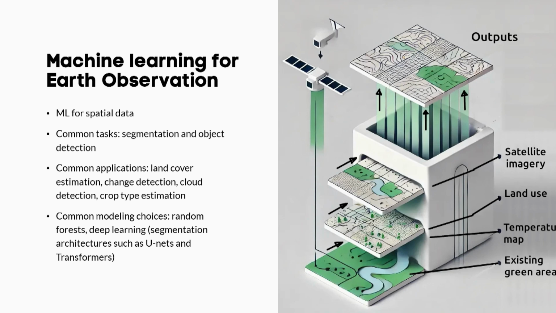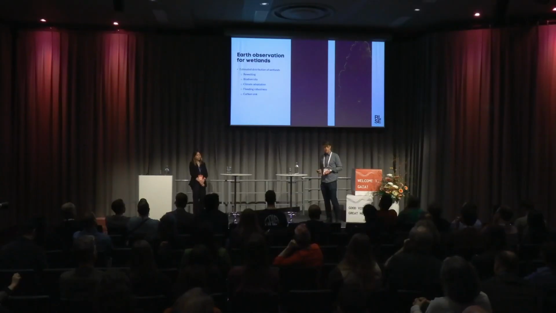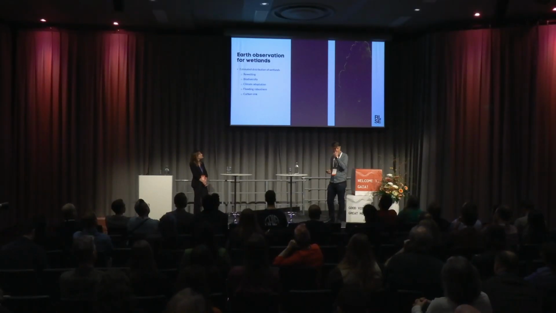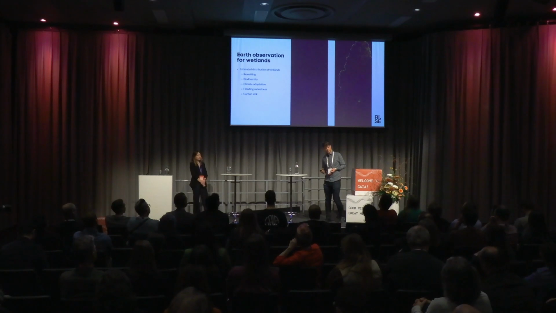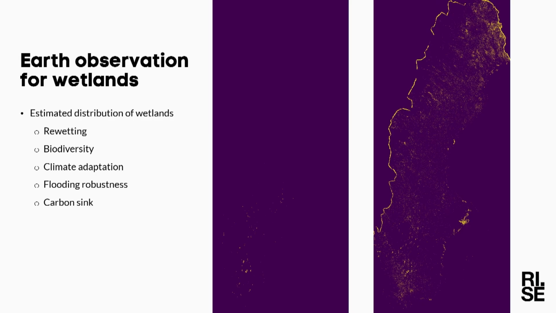The applications that we solve with these technologies include land cover estimation, land change detection, cloud detection, and so on. One of these things that we have been working on together with the Swedish Environment Protection Agency, say that 10 times quickly, please, is this one. We have made a map of a particular kind of wetlands in Sweden.